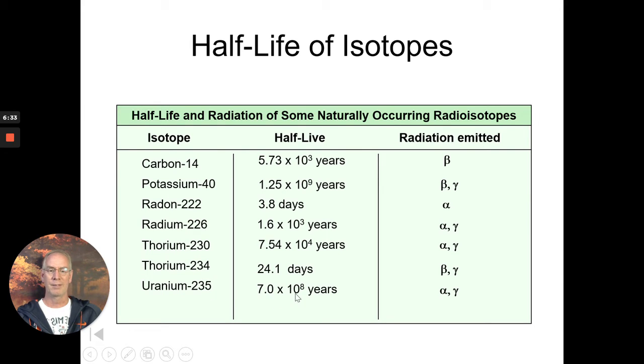Uranium-235, 7 times 10 to the 8th years, right? That's like 700 million years. Yet uranium-238, now we go to billions of years, right? So it's interesting how just a few neutrons makes that much of a difference in the stability of an atom, or at least I find that interesting.